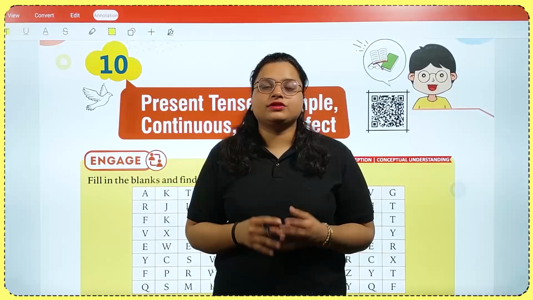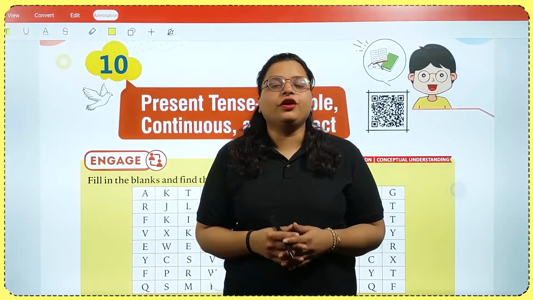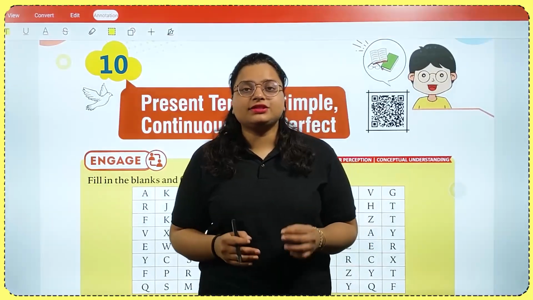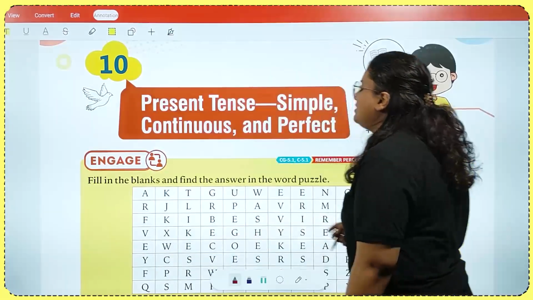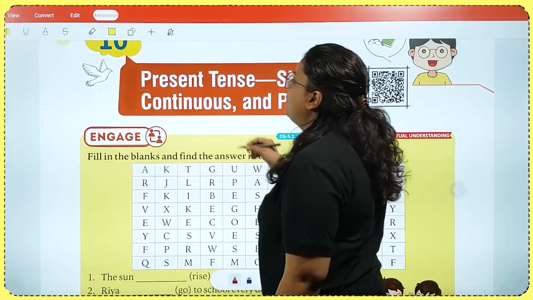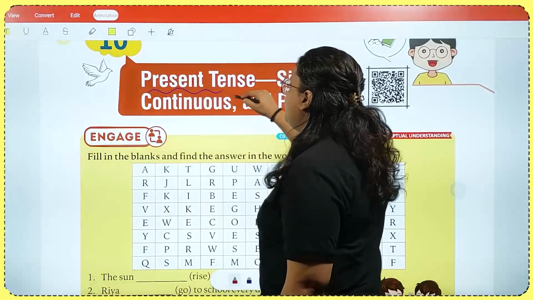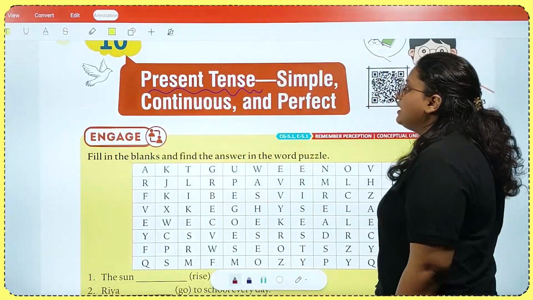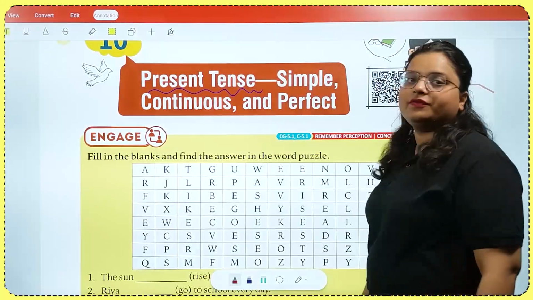Today, we are going to start with chapter number 10 of your English grammar book. This chapter is related to what? Tense. Present tense, simple, continuous, and perfect. In this chapter, we are going to read about simple, continuous, and perfect tense.